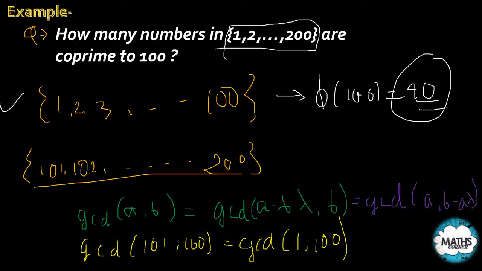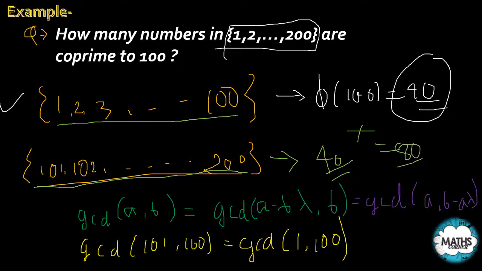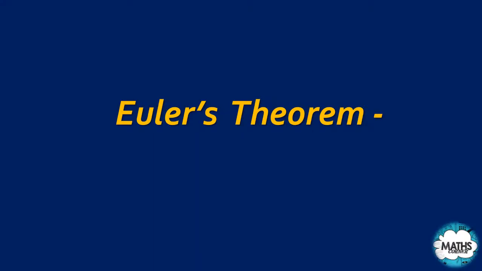So the number of numbers which are co-prime to 100 in this set will be equal to the number of numbers which are co-prime to 100 in that set. So here also 40 numbers are there which are co-prime to 100. So 40 plus 40 comes out to be 80. So there are 80 numbers total in this set which are co-prime to 100. So that is the answer to this question. Let us move to Euler's theorem.